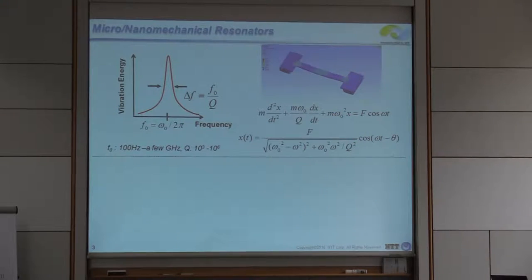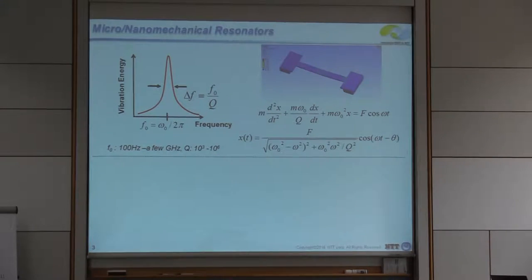Okay, let me start from the basics of the mechanical resonator. Maybe it's familiar to you. But what we are dealing with is this kind of doubly clamped mechanical resonator. So this is a bar. If you hit the center, it vibrates at some resonant frequency.